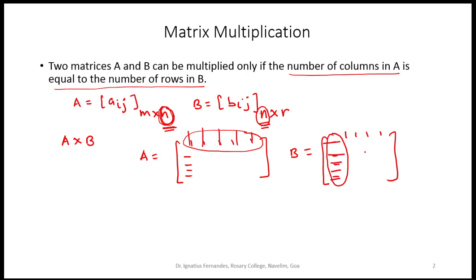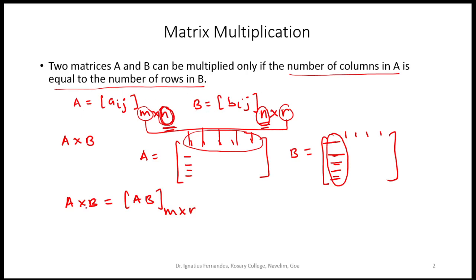So when we carry out this multiplication, when I say A into B, then the product of these two matrices, the order of that matrix is going to be M cross R. M here is the number of rows in A and R here is the number of columns in B. The order of the matrix that we get as a resultant of a product of A and B is going to be of the order M cross R. Now this is when you want to multiply A and B.